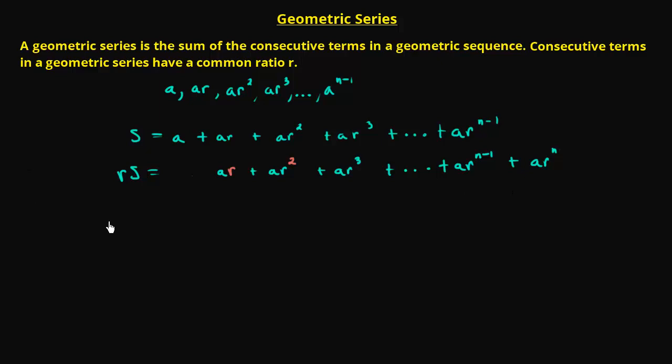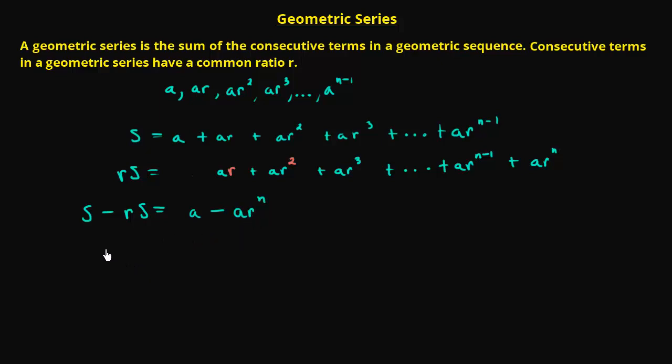Well, if I do s minus r times s, so if I take this series and I subtract the series below, look at what happens. I've got a minus 0, which is just ar minus ar, which is 0, ar squared minus ar squared, which is 0, ar cubed minus ar cubed, which is 0. I would have ar to the power of 4 minus ar to the power of 4, all the way up until I have ar to the power of n minus 1 minus ar to the power of n minus 1, which is 0, and then I have 0 minus ar to the power of n. So I would have a minus ar to the power of n.